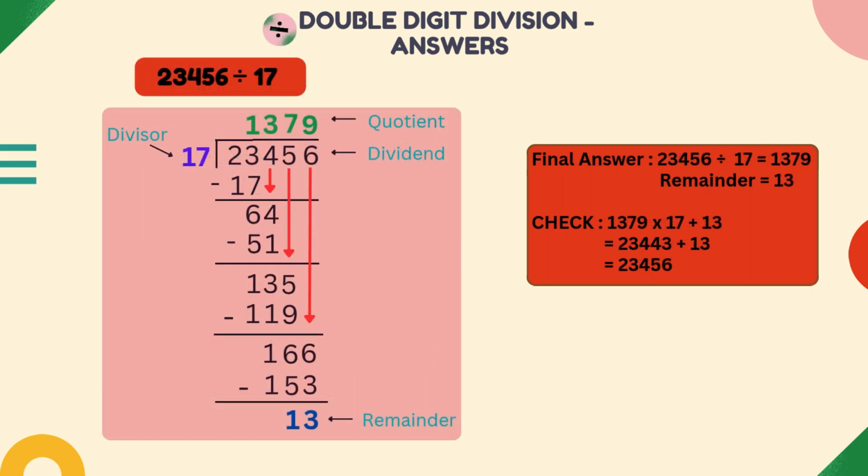23,456 divided by 17. Quotient 1379, remainder is 13. Let's check. 17 times 1379 equals 23,443. Now add the remainder 13, making the total as 23,456. So the division is correct.